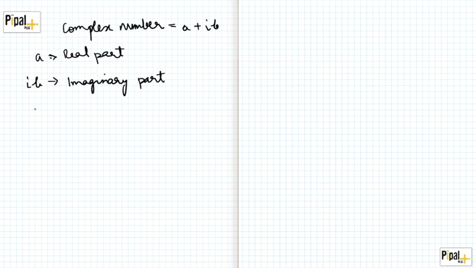Now let's look at some of the properties of complex numbers. Complex numbers, first thing we should know is they are typically represented by the notation Z, right? So I could write Z as A plus IB as one of the complex numbers.